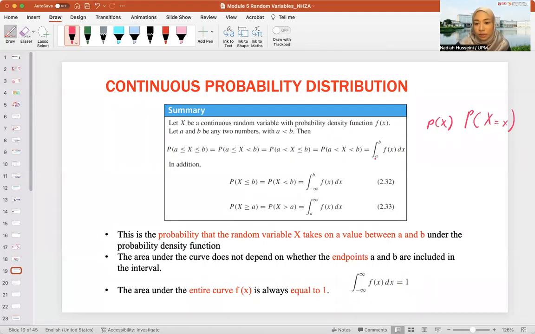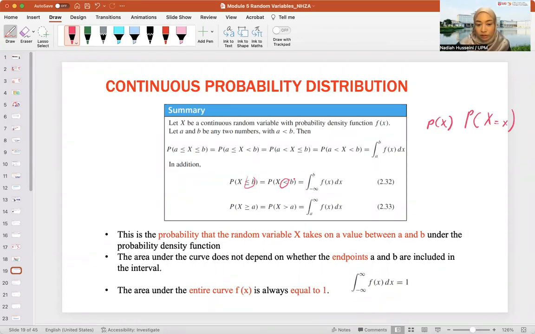Okay, so this is going to be equal to the integration of the function f(x) with respect to x, from a to b. In addition, your probability where X is less than or equal to b will also be equal to the probability of random variable X less than b. I told you before, it's just the same. It doesn't matter if it has that equal sign or not.